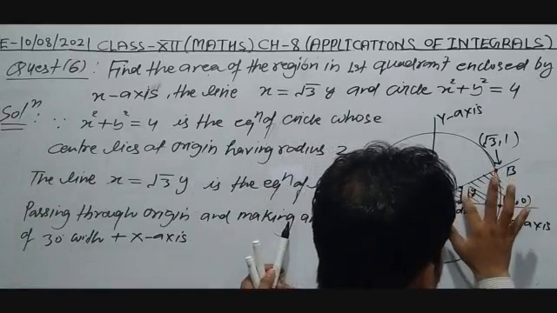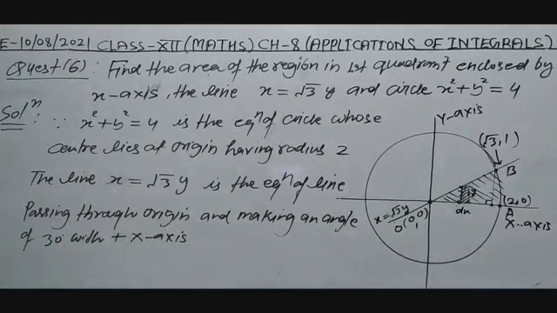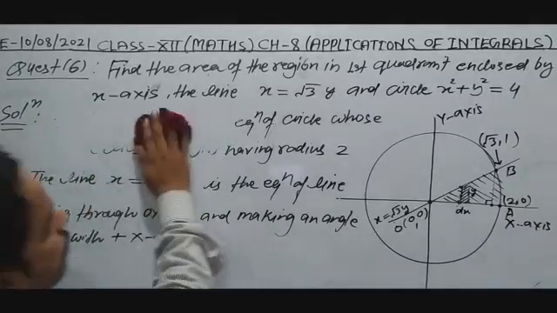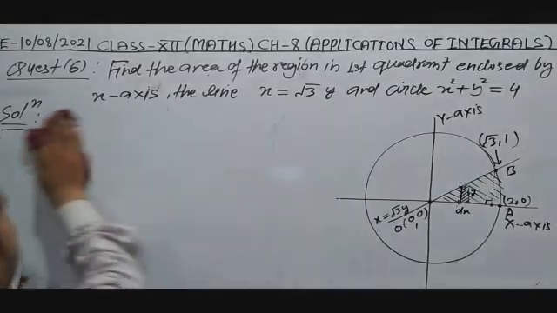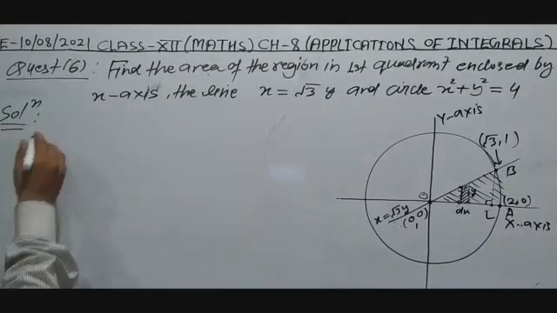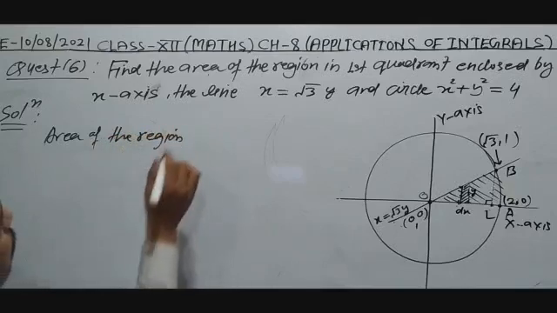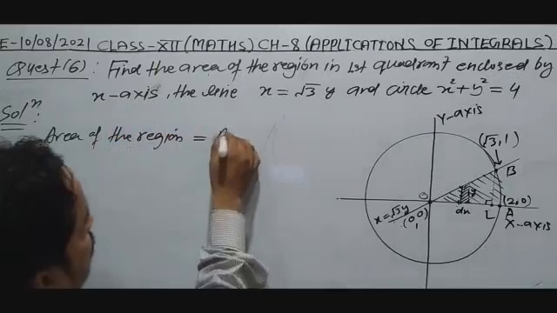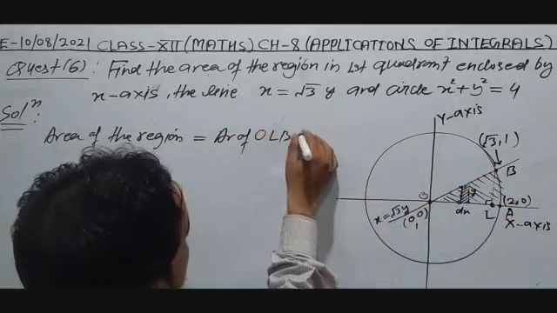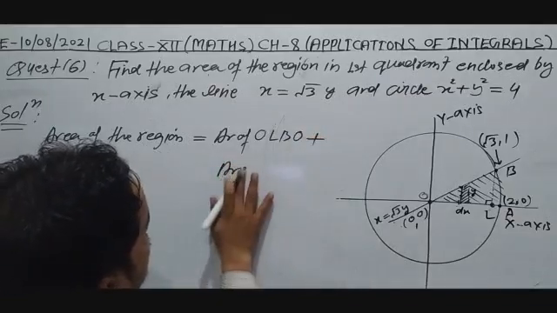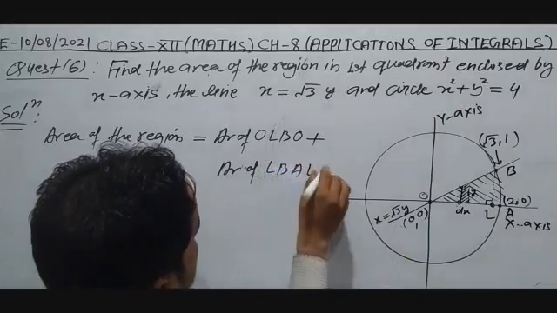So now area of the figure or area of the shaded part, area of the region is equal to, we can write area of OL, this is L, suppose OLBO plus area of LBAL.